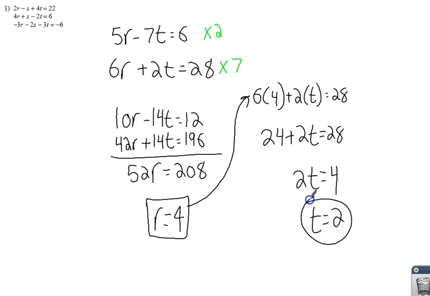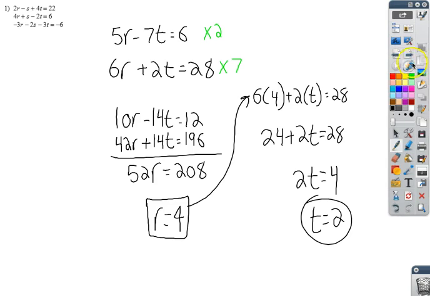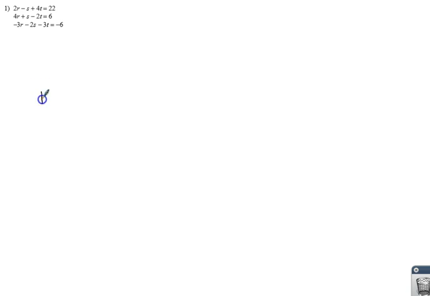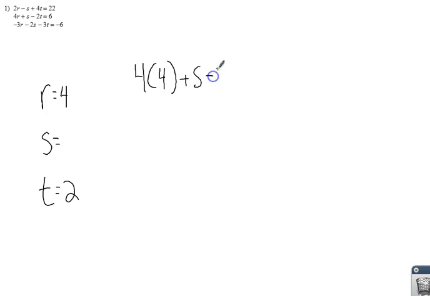Alright, so far so good. So armed with this knowledge, I have R, S, and T. I know that T is 2. I know that R is 4. I don't know what S is yet. I'm going to pick an equation. I'm going to pick the second one to put these values into, simply because it's got a single S there. Does it really matter? Absolutely not. You can take your pick. The world is your mathematical oyster there, so to speak.